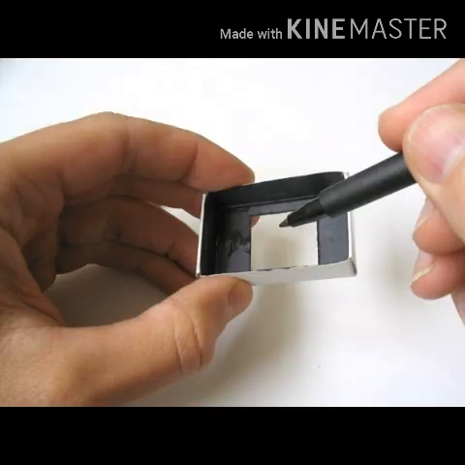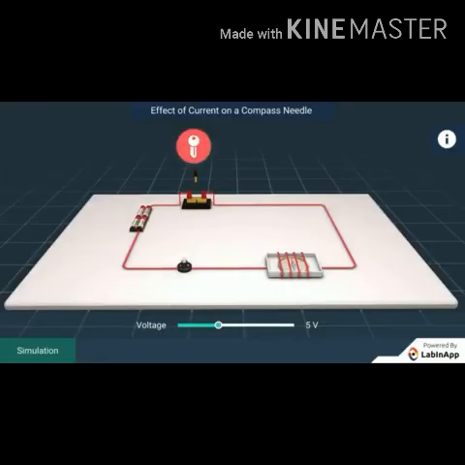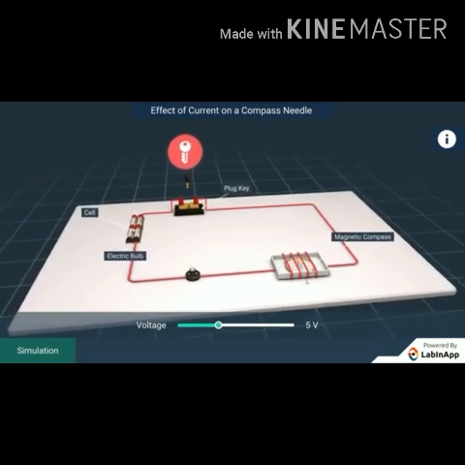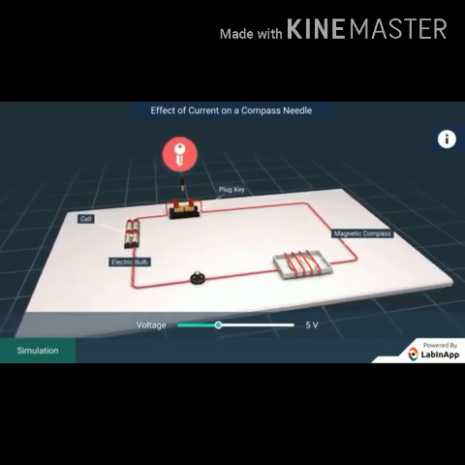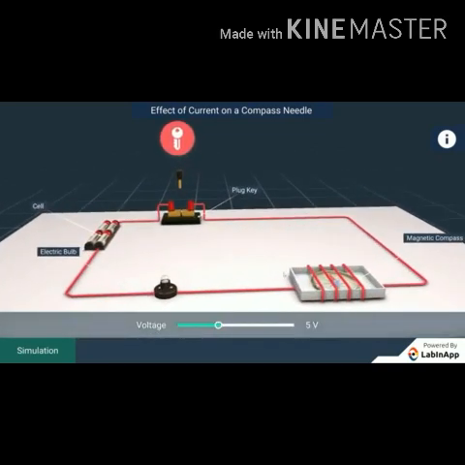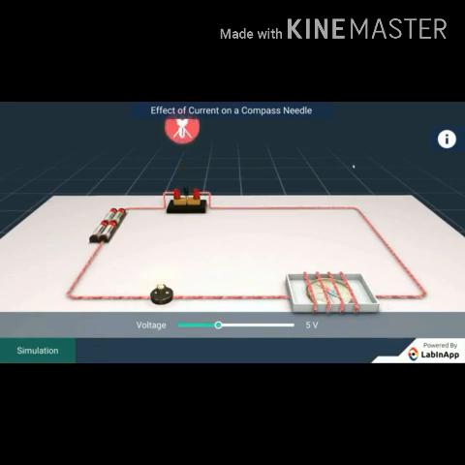Now take the inside tray of a used up matchbox and place a magnetic needle inside the tray. Complete the electric circuit by connecting in it the wire, electric cell, plug key and a bulb. Keep looking at the needle and close the plug key, means switch on the circuit. The bulb will light up and you will realize that the current has started flowing.